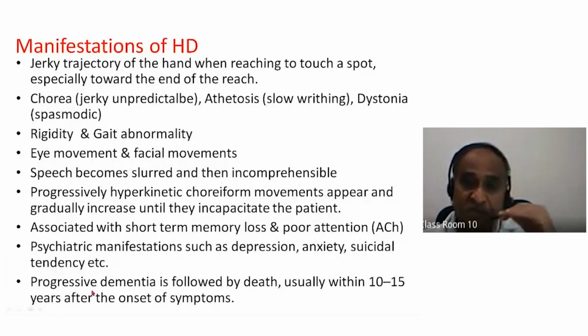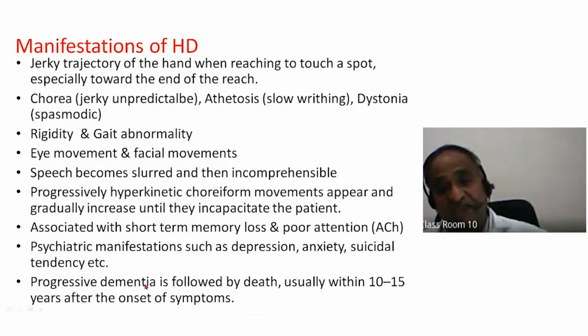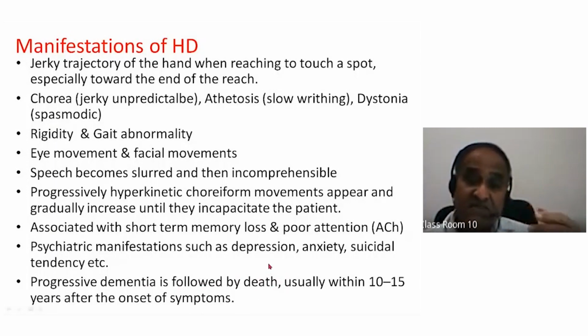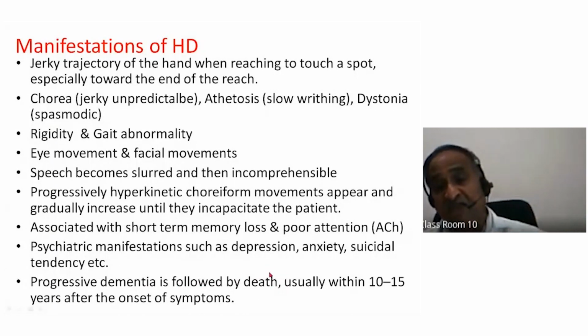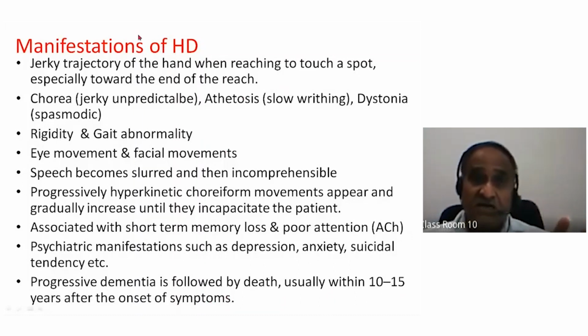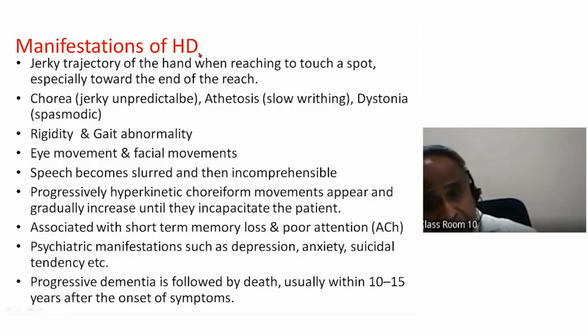What happens? The disease is progressive, dementia sets in, and after dementia sets in, he is not able to do any useful work. All the time his muscles are active, but no useful work is done, and death occurs because of pneumonia or other things, injury or anything, and this will happen within 10 to 15 years after the onset of these symptoms. So that means the disease progression is fast, and within 10 to 15 years, the person dies. This is about the manifestation of Huntington disease.